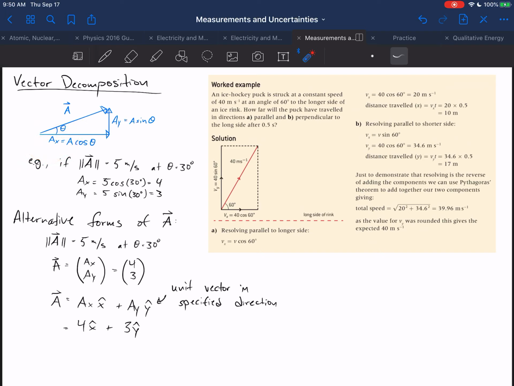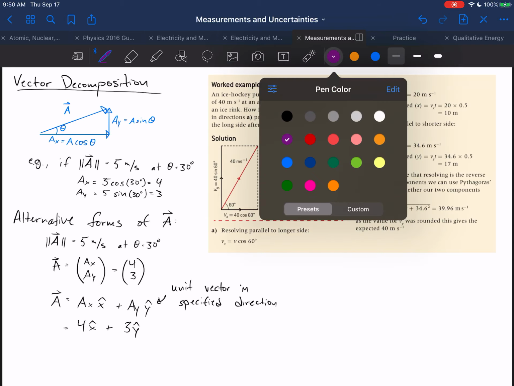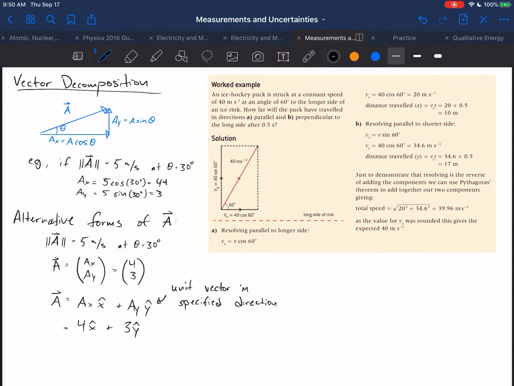So, for example, if vector A is 5 meters per second and it is at an angle of 30 degrees, then A_X would be 5 cosine 30, which is 4, and really I should have a unit on this, so 4 meters per second. I'm going to quickly add that. And 3 meters per second for the Y component, or the vertical component. I will flip back and forth between X and Y and vertical and horizontal, in part because sometimes the vertical component might be an X component. So we've got to be a little bit careful about that. But for the purposes of this discussion, Y means vertical, X means horizontal.